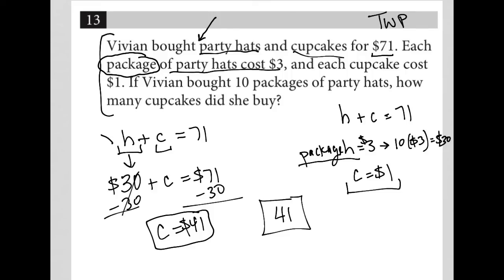It's very important that we knew how to translate and create this equation, H plus C equals 71. And if you follow along from there, you recognize, just as I did, the only information we're given regarding hats is that she spent $30, right? Because $3 per pack and bought 10 packs. And then we're asked to find C, and we're told the total amount that she paid. So it has to be 41. That has to be our correct answer here.